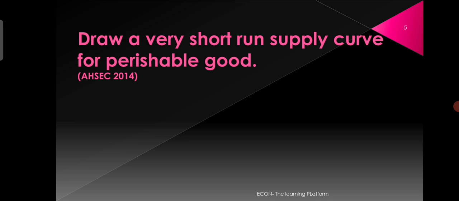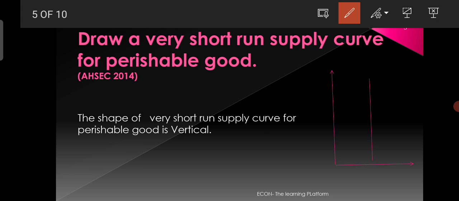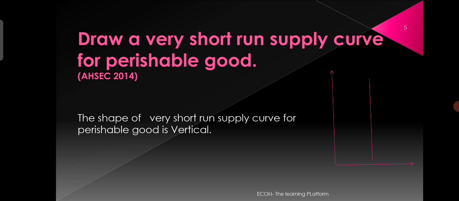Please remember it. And the supply curve we can draw that way. This is the supply curve of perishable commodity, price axis, quantity axis, and this is the supply curve for perishable good in a very short run. Normal supply curve is upward rising, don't confuse that. And for perishable goods, very short run supply curve is vertical in shape. Move to the next question.